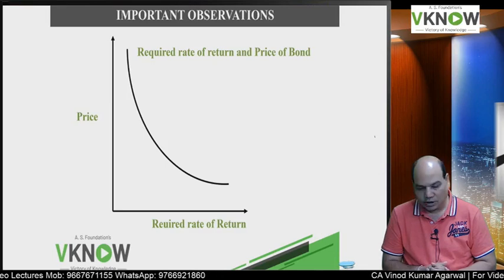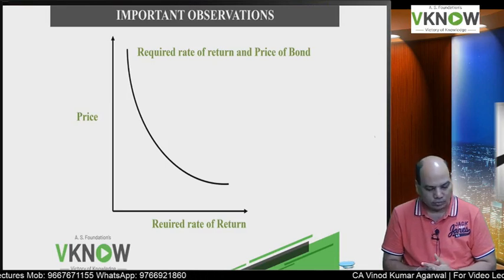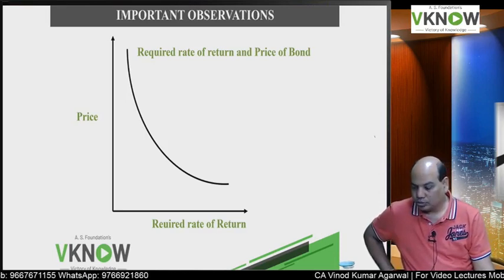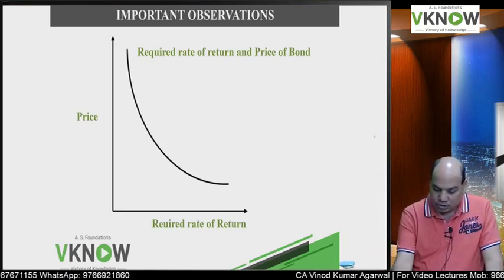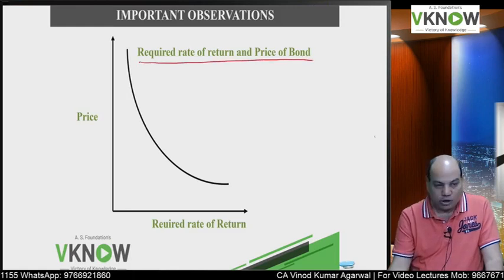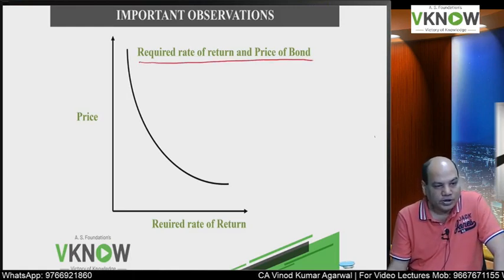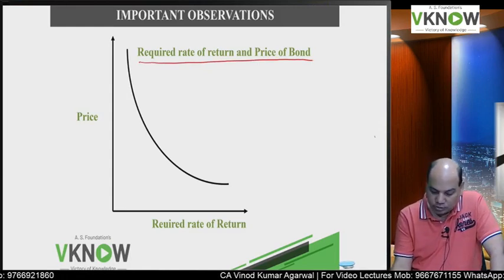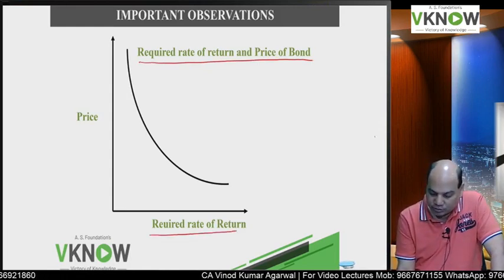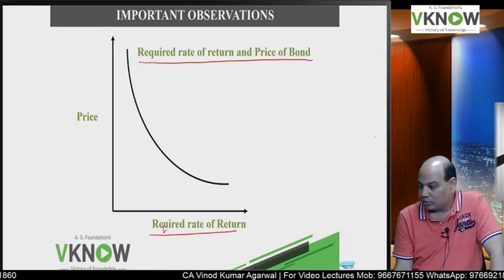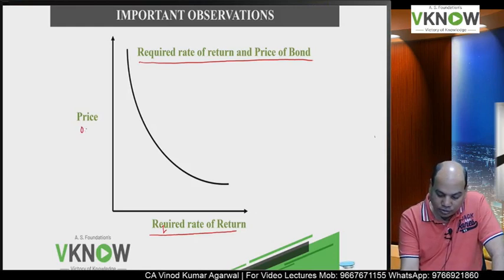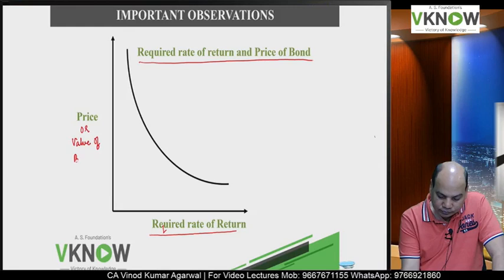So please draw this diagram, and you write the heading: required rate of return and value of the bond. The relationship between required rate of return and value of the bond. On the x-axis you write required rate of return, on the y-axis you write price or value of bond.